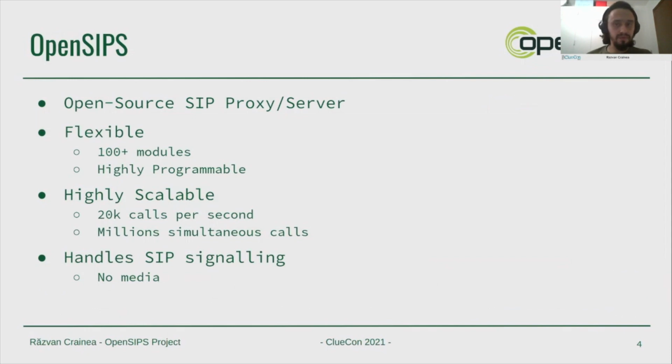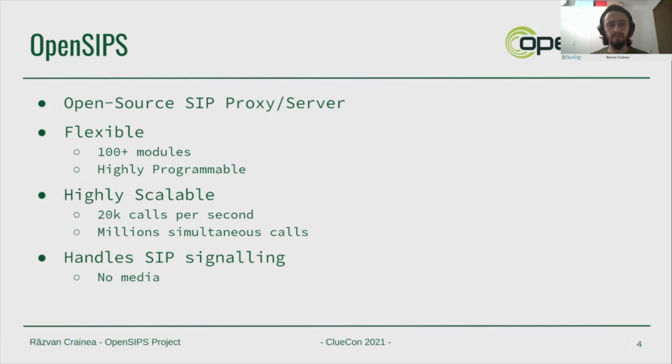Probably, and I hope most of you know what OpenSIPS is: an open source SIP proxy or server. It's quite flexible. It has more than 100 modules. I think it's 150 so far. And it's highly programmable. Basically, you can do whatever you want with SIP traffic. Craft it as you want, fix it, and so forth.